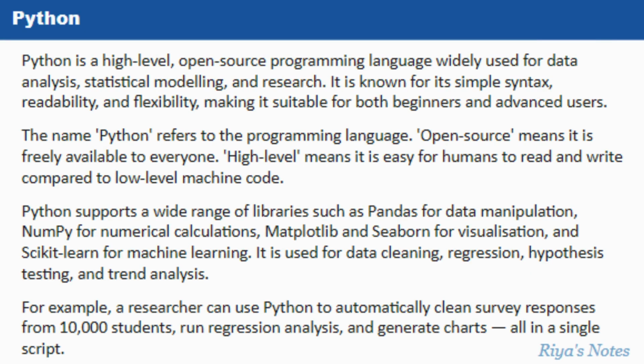Python. Python is a high-level, open-source programming language widely used for data analysis, statistical modeling, and research. It is known for its simple syntax, readability, and flexibility, making it suitable for both beginners and advanced users. The name Python refers to the programming language. Open source means it is freely available to everyone. High level means it is easy for humans to read and write compared to low-level machine code.